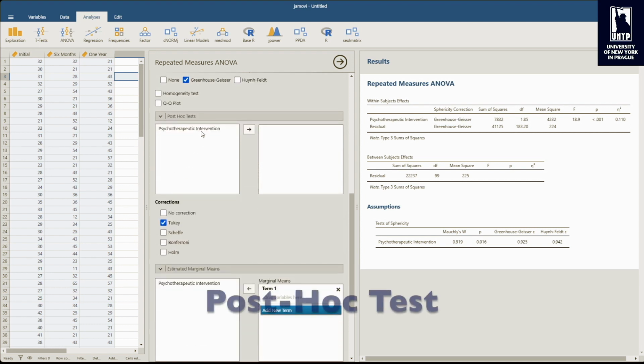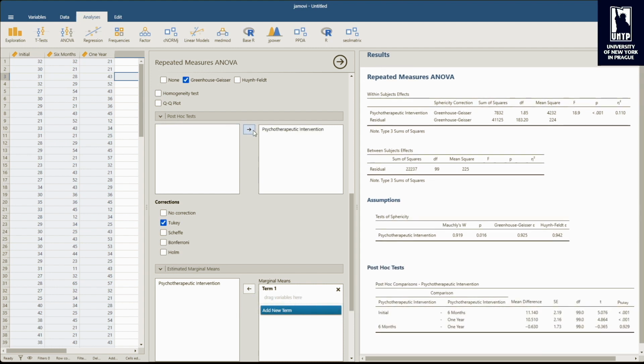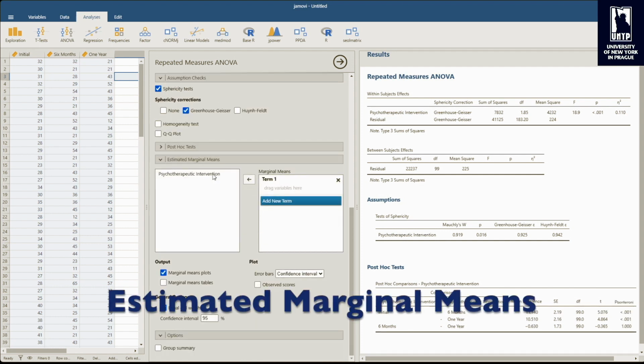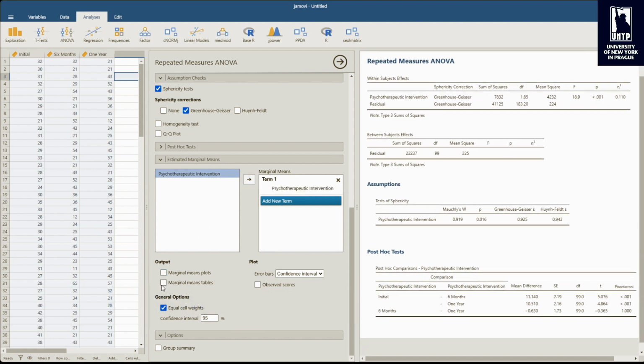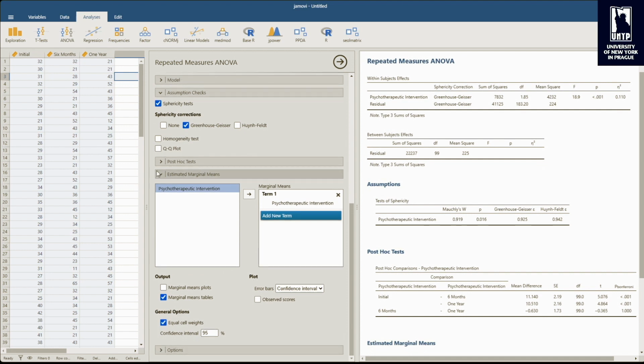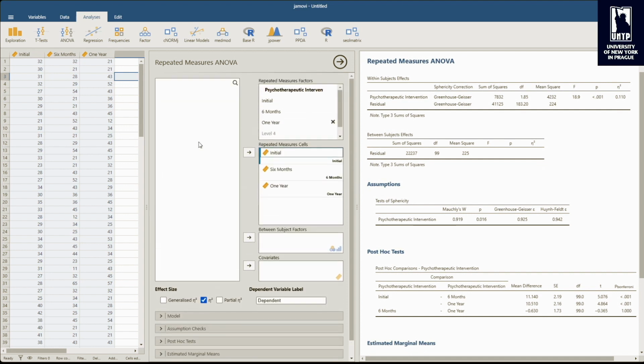Then, post-hoc tests, we put psychotherapeutic interventions over here. We don't want Tukey, we want Bonferroni. And finally, estimated marginal means, we will just put them here just to have a look. And I will go with tables, since they're usually easier to read, even if definitely uglier than graphs. So, we have a lot of tables right now, so let's go through steps.